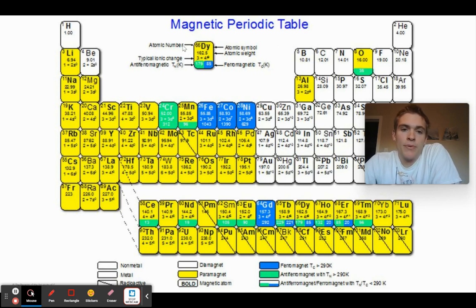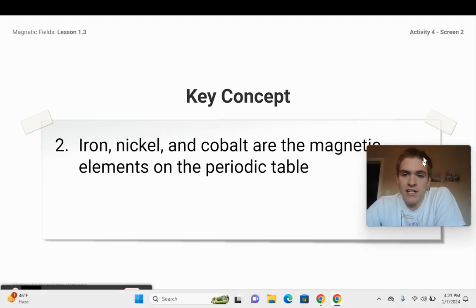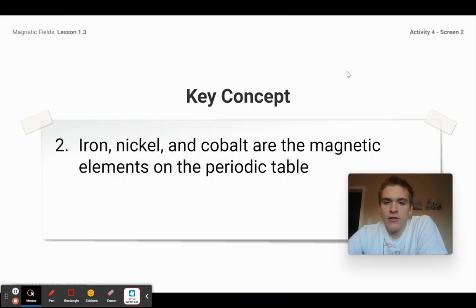So in our periodic table, I'm showing you which elements are magnetic. Iron, cobalt, and nickel, and Gd are all magnetic elements. But not all elements are magnetic. The key concept here to know: iron, cobalt, and nickel are magnetic elements on the periodic table.